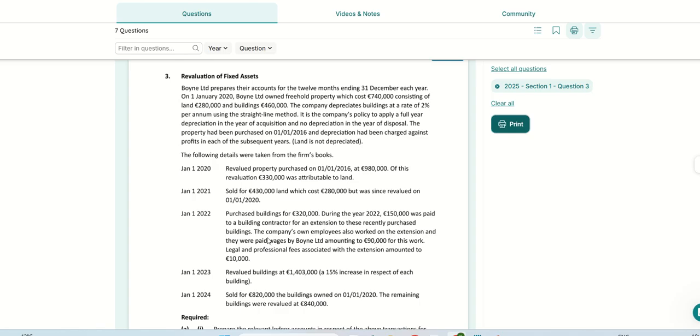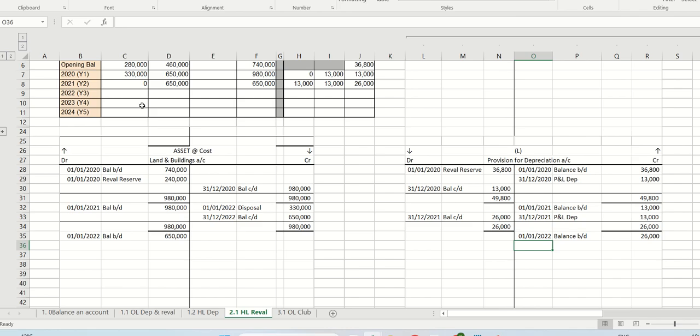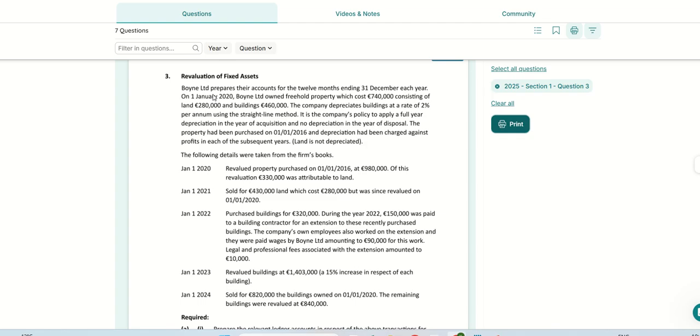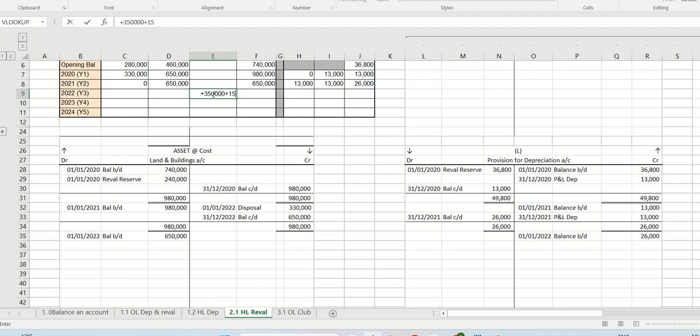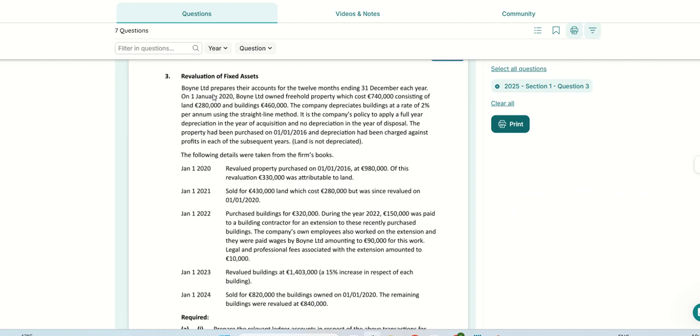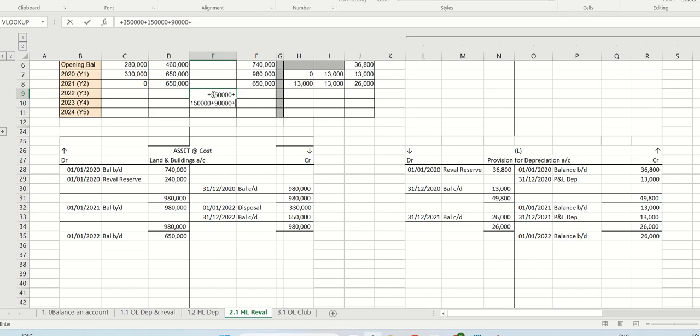That's an expense. These are all costs of purchasing the business and therefore must be included. Okay, so we've got 320, 150, 90, and 10 in the new building. So 350,000 plus 150,000 plus 90,000 plus 10,000. So the four of those are going in. We still have not sold the land.